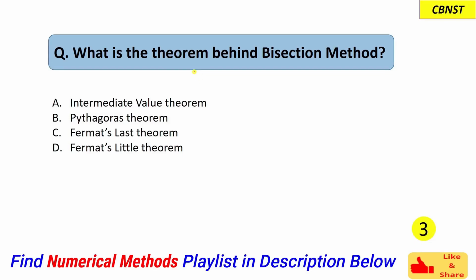Hello everyone. So this is the next MCQ. In this question, you are asked what is the theorem behind the bisection method? These are some of the theorems: intermediate value theorem, Pythagoras, Fermat's last theorem, and Fermat's little theorem. So which option is correct?